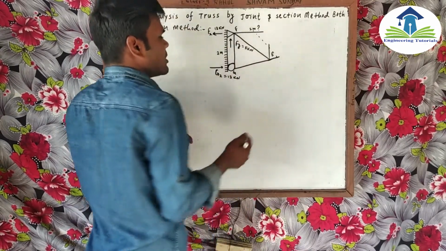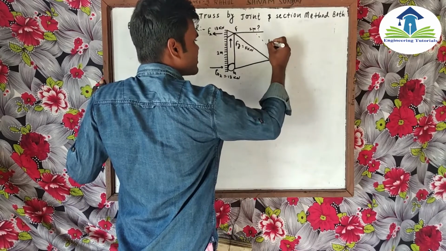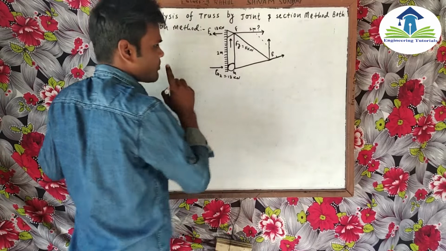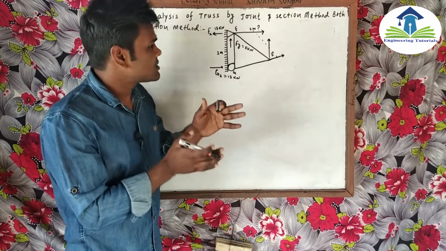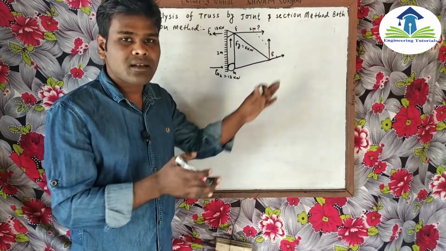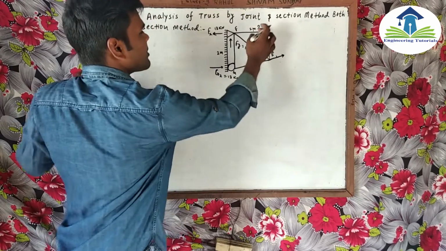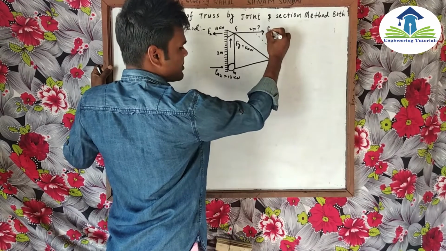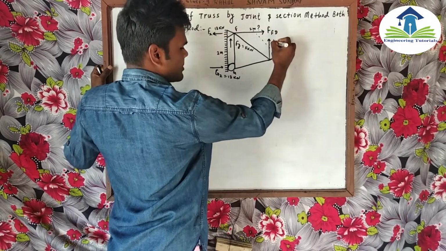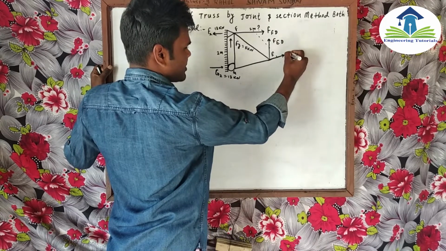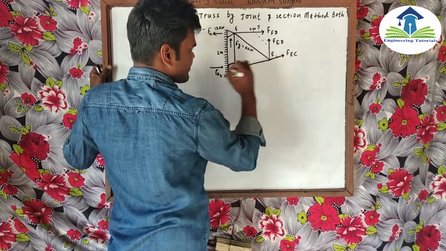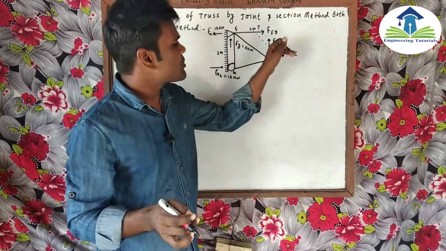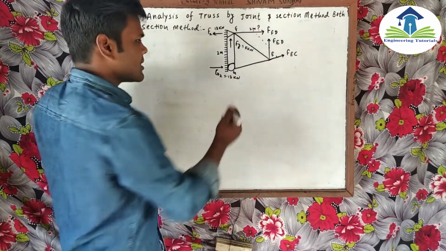Now the figure is going to be like this. All the forces on the cut members are going to be onward, like onward. So this will be FFD, this will be FED, and this will be FEC. So here this is 1.5 and there is an angle going to be generated.